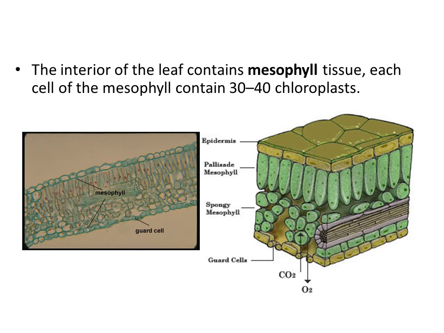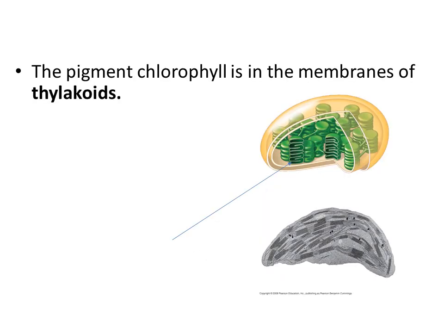So this slide here is looking at the inner portion of a leaf. The interior of the leaf contains mesophyll tissue. Each cell of the mesophyll contains 30 to 40 chloroplasts. The pigment chlorophyll is in the membranes of the thylakoids.